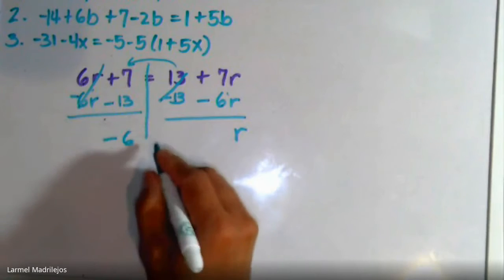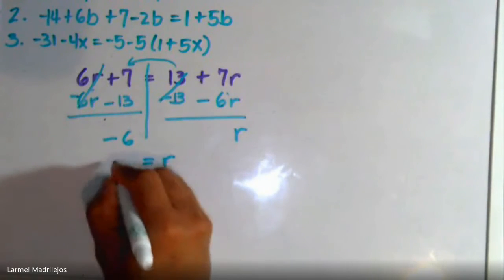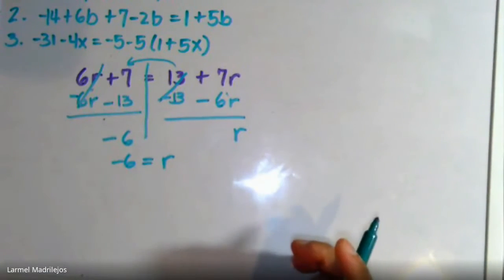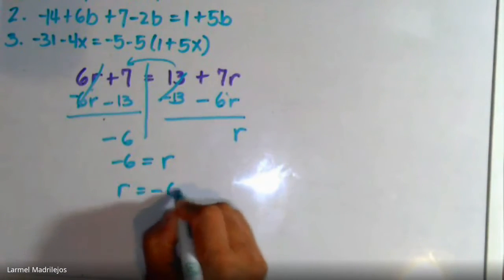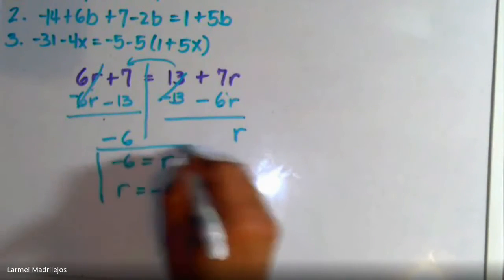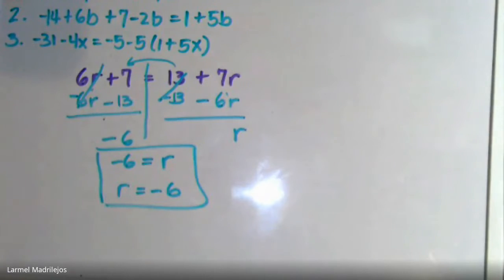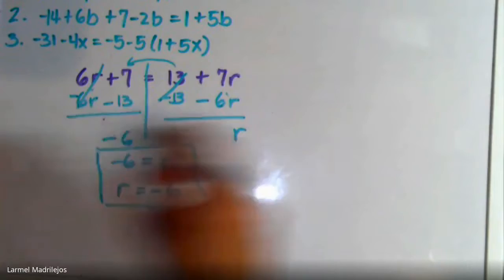So my final answer here is r equals negative 6, which is the same as writing negative 6 equals r, whichever you prefer. So that's the first question. Okay, let's go on to the second question.